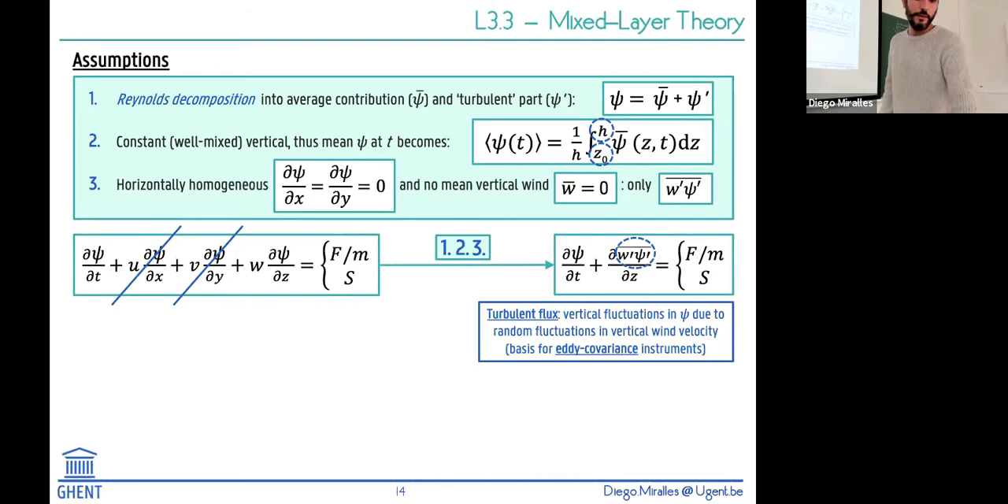So what we can do is integrate over the vertical, like we did here. We are assuming this, and then we get rid of the theta.